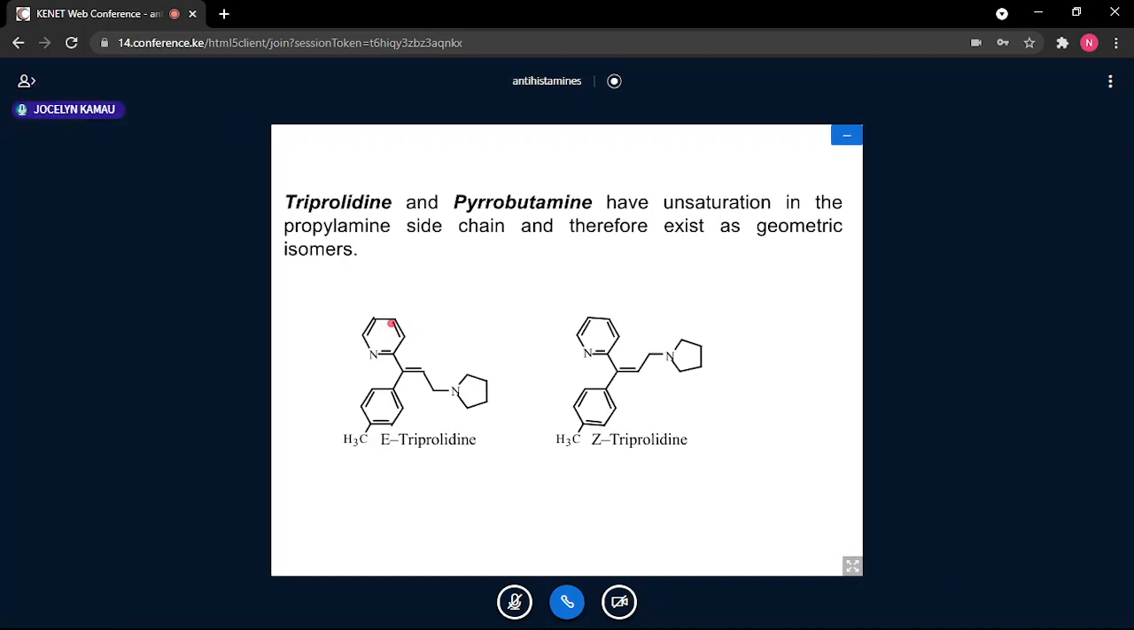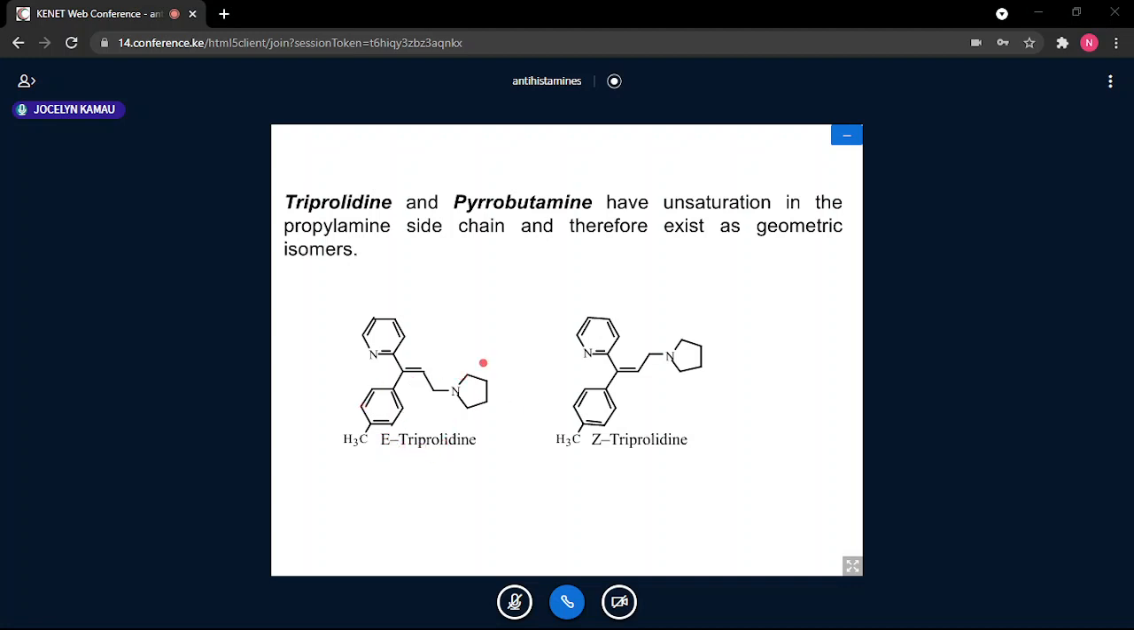When this group and this group are on the same side, that is what we are calling the cis. Let us look at it again, because we are saying that group. So which group are we saying is the big one? You have that group and this group. You can see they are on the same side, and this is the E isomer. Remember, the E isomer represents the trans. The E is the same as the trans.